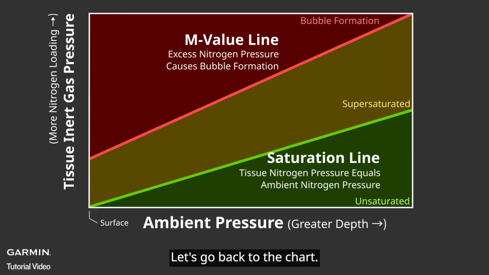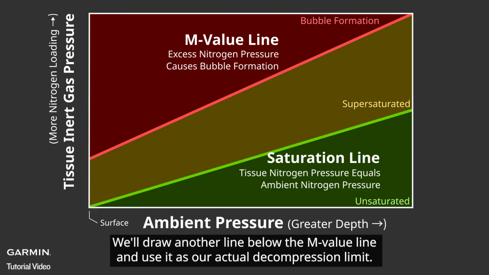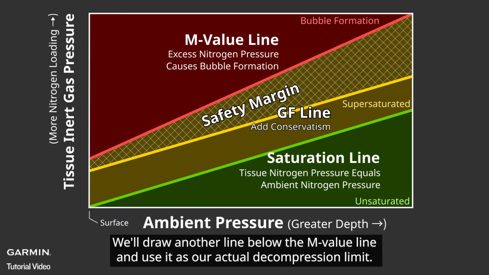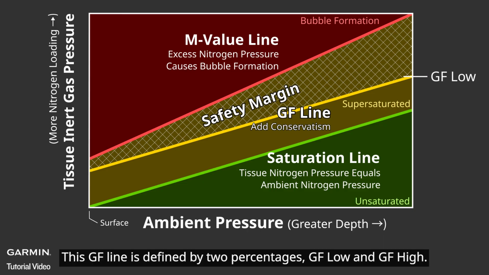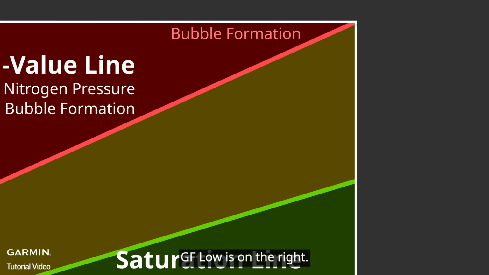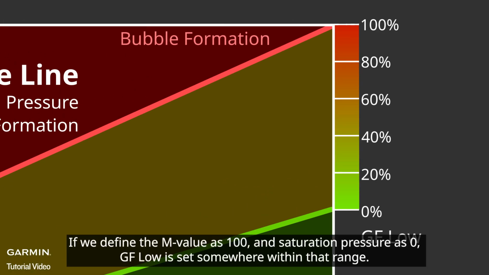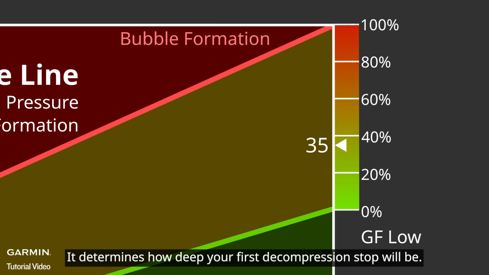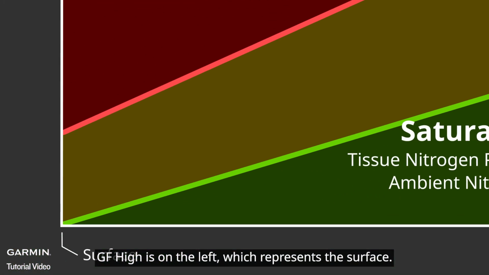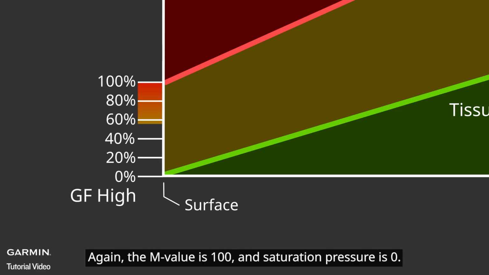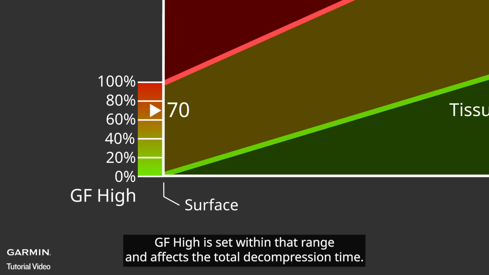Let's go back to the chart. Now we're going to add some conservatism. We'll draw another line below the M value line and use it as our actual decompression limit. This GF line is defined by 2 percentages, GF low and GF high. GF low is on the right. If we define the M value as 100, and saturation pressure as 0, GF low is set somewhere within that range. It determines how deep your first decompression stop will be. GF high is on the left, which represents the surface. Again, the M value is 100, and saturation pressure is 0. GF high is set within that range and affects the total decompression time.